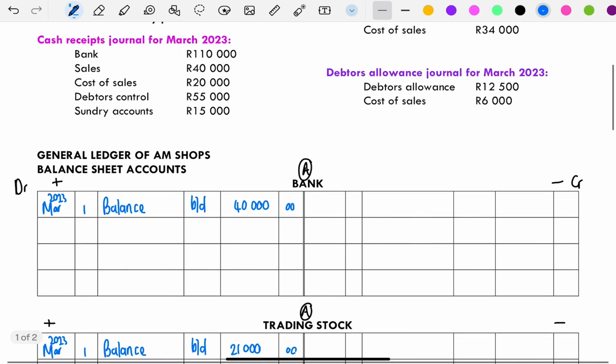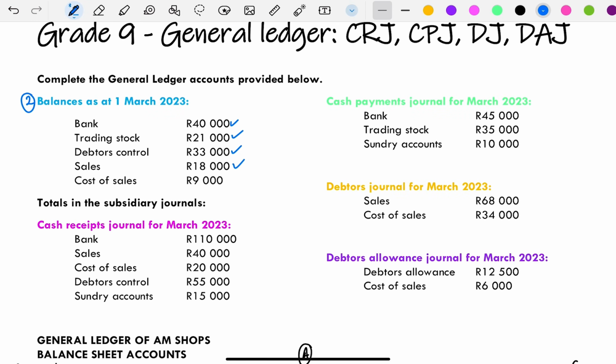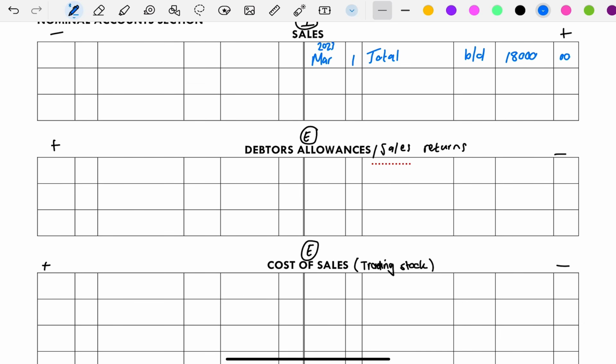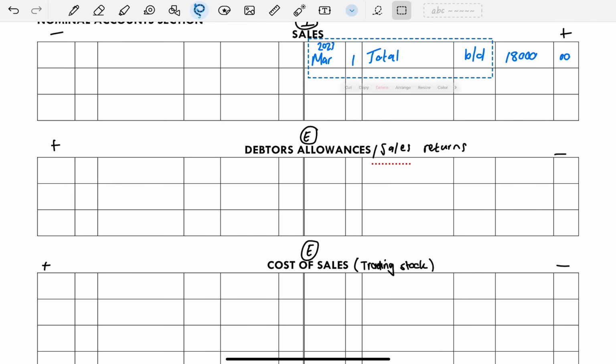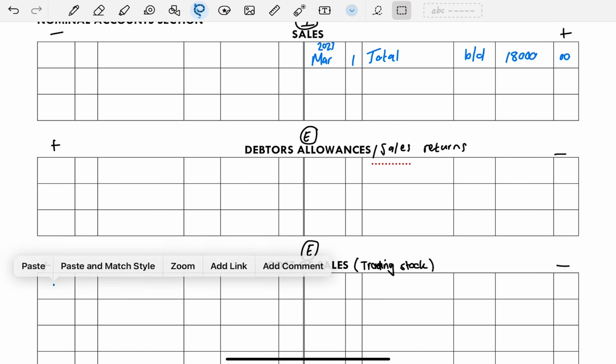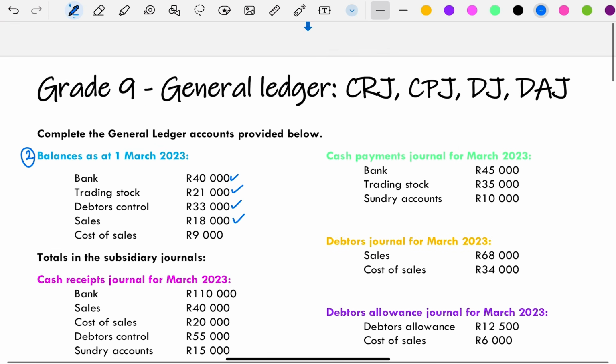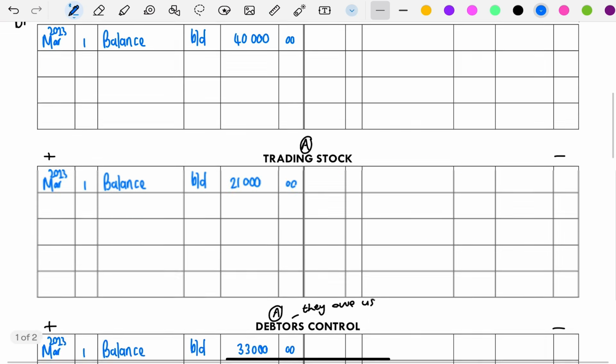Then the debtors allowance account does not have a balance for this financial year yet, or a total. And I see the next one we have is cost of sales. So debtors allowance doesn't have one. If it did have one, it would have gone on the debit side, which is the plus side. So in this case, again, as you can see, I'm literally copying and pasting because that's what you need to do. And the cost of sales amount was 9,000 Rand.